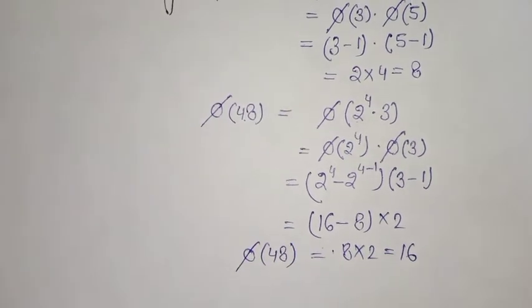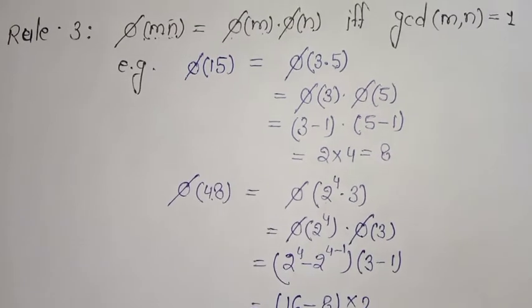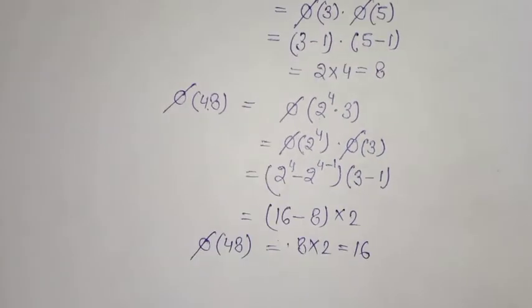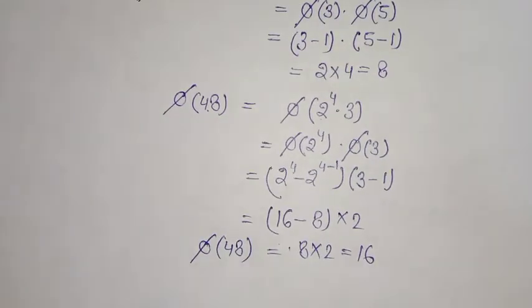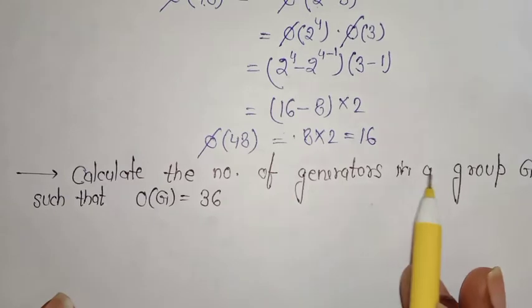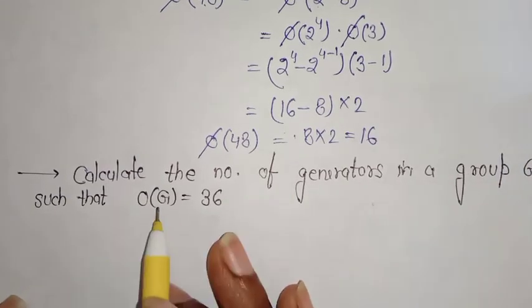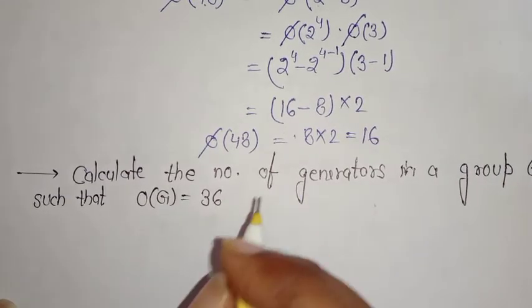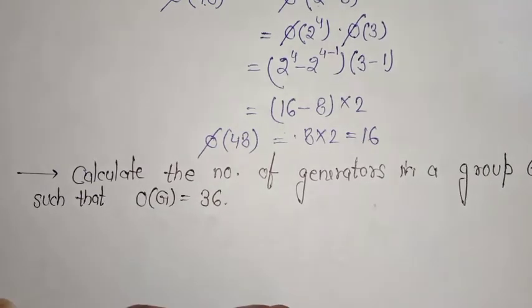Now, as I told you at the start of the video, this function is used to calculate the number of generators in any cyclic group. So I will take a cyclic group and show you how to calculate the number of generators. The question is: calculate the number of generators in a group G such that the order of G is equal to 36. So we have a cyclic group of order 36 and we have to calculate the number of generators.